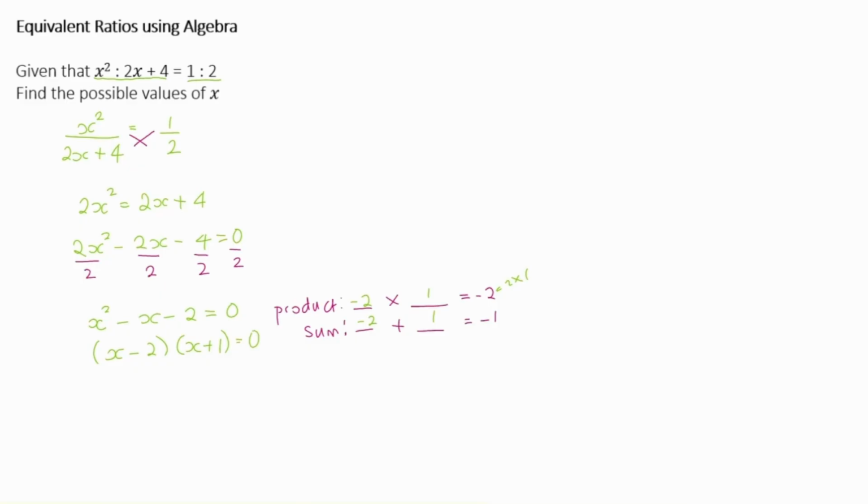This is now in a factorized form, so we can solve it by putting it equal to 0. And if x minus 2 is equal to 0, that means x is equal to 2. And for the second bracket, if x plus 1 is equal to 0, that means x is equal to minus 1. So these are our two possible values for x.